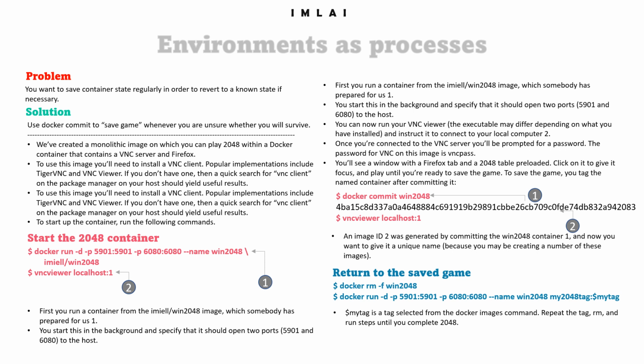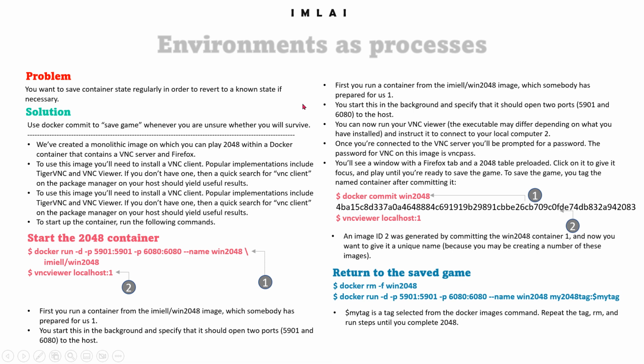So to start up the container, let's run the following commands. You use docker run in detached mode, port mapping 5901 to 5901 and another port mapping 6080 to 6080, and name is win2048. We also require VNC viewer to host it. So VNC viewer localhost 1. First you run a container from this image which somebody has prepared for us, and you start it in the background and specify that it should open two ports, 5901 and 6080, to the host.